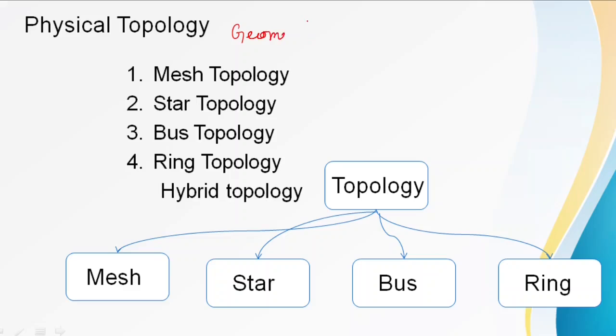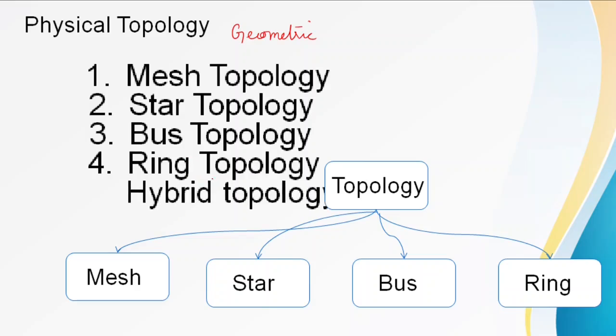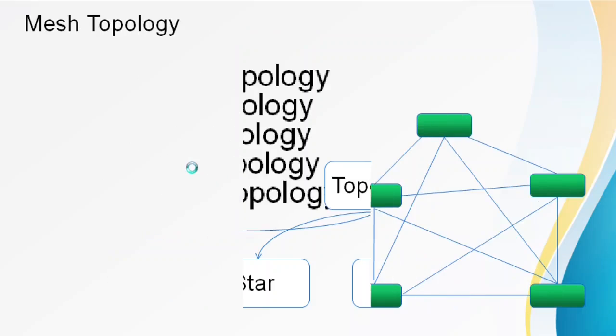We will see that there are four basic topologies. Mesh, star, bus, and ring are the four main topologies. The collection of two or more topologies comes under the hybrid topology. First let us see about the mesh topology.